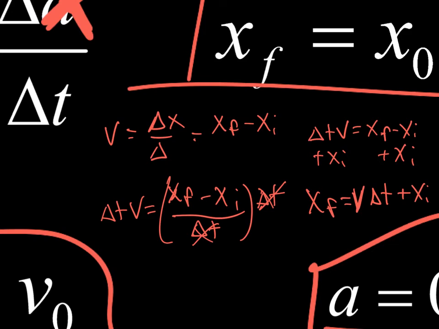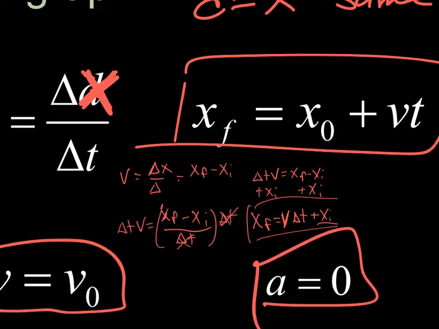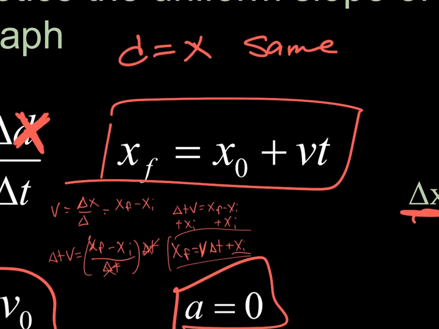Now again, we said that xi most of the time is going to be 0, so final position can usually just equal velocity times change in time, but it's not always going to be equal to 0. So that's where we get this equation right here.